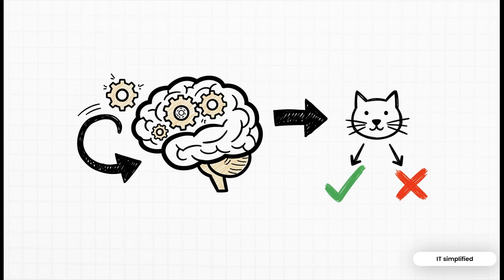Step 3, train. This is the main event. This is where the magic really happens. The algorithm, you can think of it as the learning engine, just churns through all that data we prepared. It makes a prediction, like, I think that's a cat. Then it checks the answer. If it's wrong, it tweaks its internal brain a little bit and tries again. And it does this over and over and over. We're talking millions of times, getting a tiny bit better with every single guess.